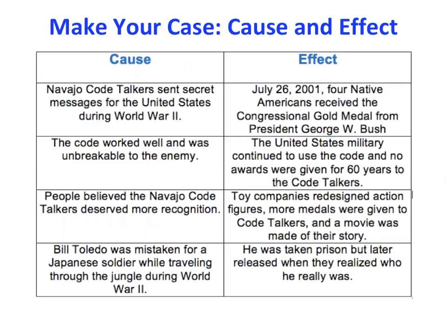The next activity that I decided to complete across the bottom of the tic-tac-toe board was the making your case. I reread the passage to identify some cause and effect relationships. This is a text feature that authors use to help connect information to their audience or their readers. For example, Bill Toledo was taken prisoner while traveling through a jungle because he was mistaken for a Japanese soldier. This really explains to me why he was taken prisoner by his own country.